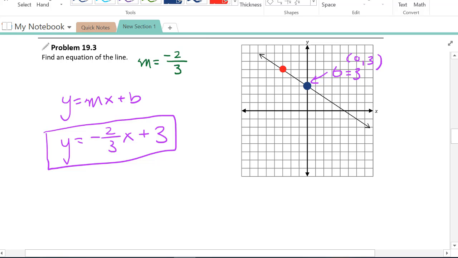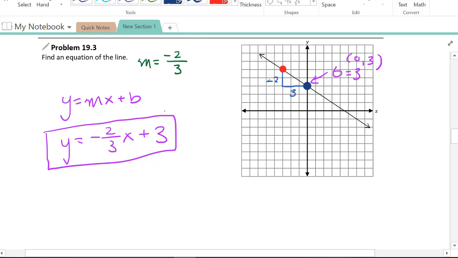So how do I get from this red point all the way to this blue point? Well, I had to go down. I had to go down 1, 2. So I had to go down 2, so that's negative 2. And then I had to go right 1, 2, 3. So I had to go right 3. So you would have gotten the same thing. Slope is still negative 2 over 3, and your y-intercept is still 3. So then, what's the equation? y equals negative 2 over 3 x plus 3. So you would have gotten the same answer.